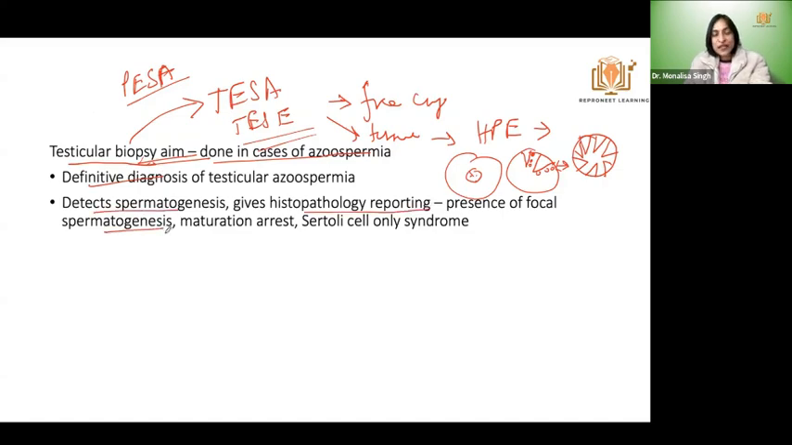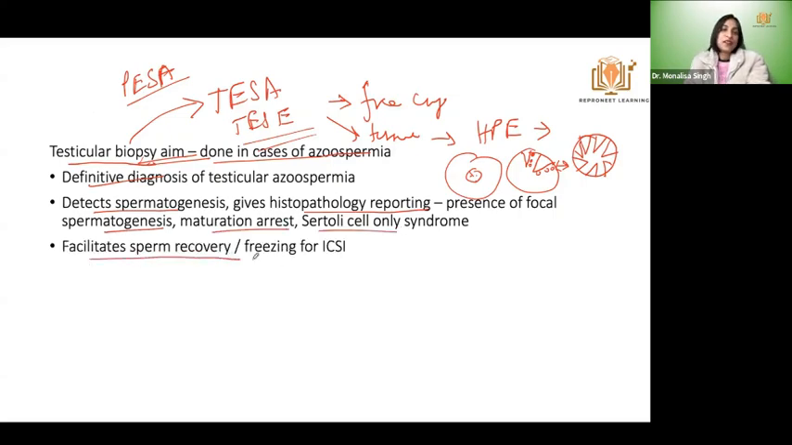So those are the two aims: definitive diagnosis to detect spermatogenesis, to give a histopathology report whether spermatogenesis is present, which will be there in obstructive causes, whether there is maturation arrest or Sertoli cell only syndrome. It also facilitates sperm recovery if you're doing IVF in the same cycle. If you've already counseled that we'll do IVF only, then you use the spermatozoa for IVF ICSI or you freeze. That is the usual case.